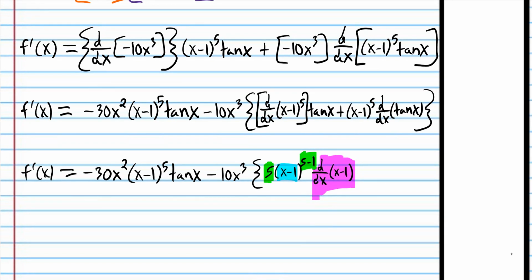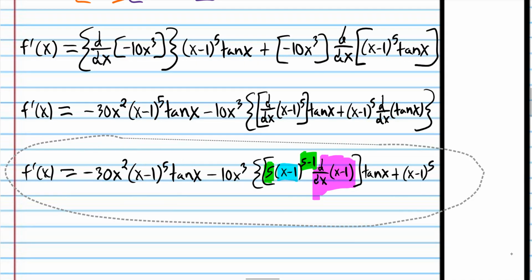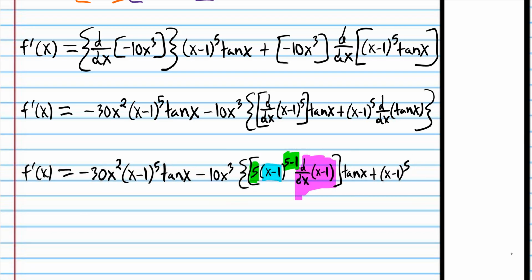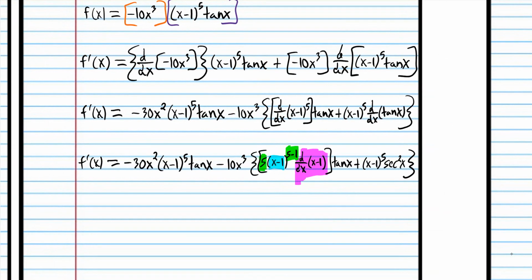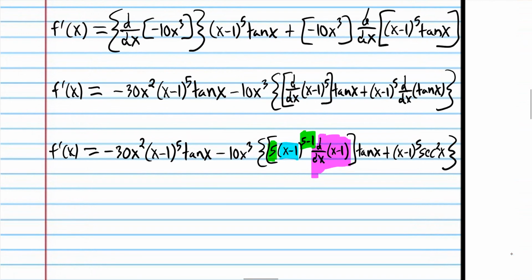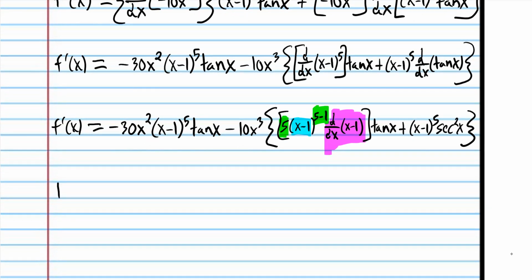And then that's all multiplied by tangent x. And we have to find the derivative of tangent x, which would just be secant squared x. So let's go back and double check all this stuff. Everything looks right. So now let's rewrite.